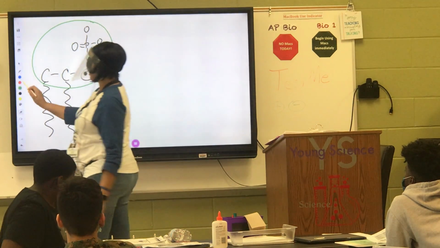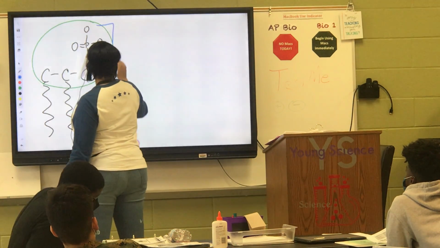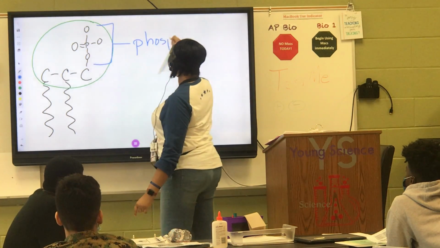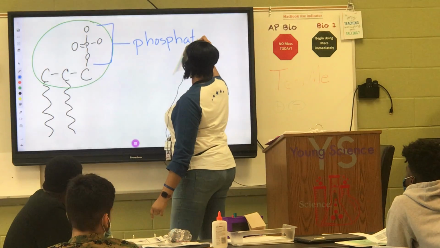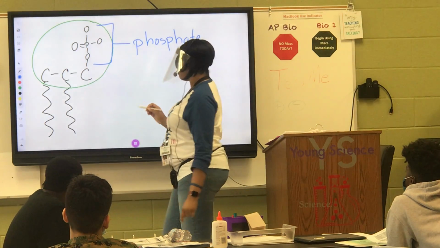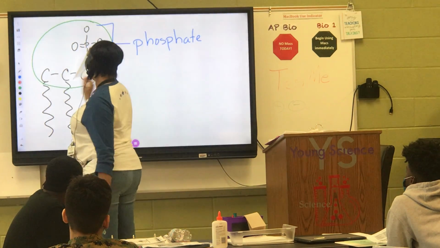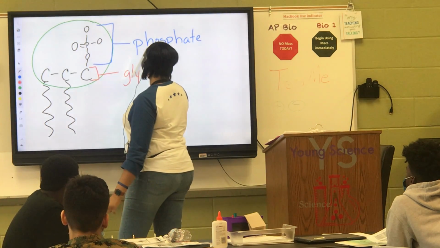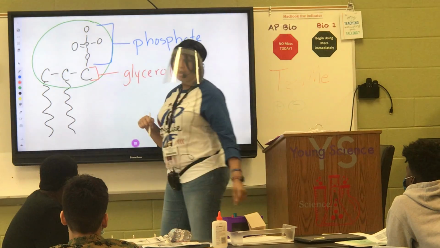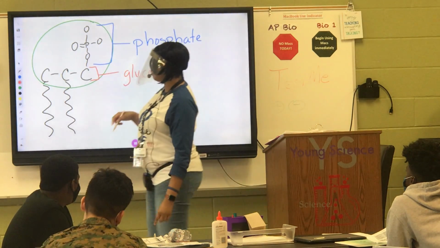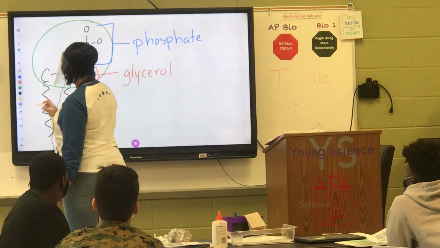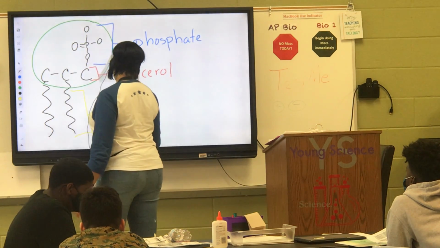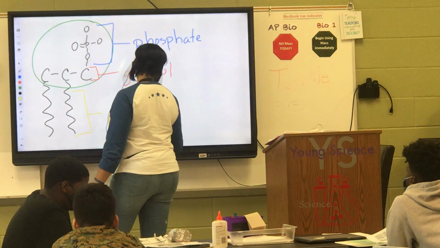Now, when we label this, we know that this part right here is my phosphate. Okay? That part of the phospholipid is the phosphate. This part right here is my glycerol. Glycerol is a 3-carbon alcohol, okay? So we have our glycerol, and then we have these fatty acid chains. So this last part would be our fatty acid chains.